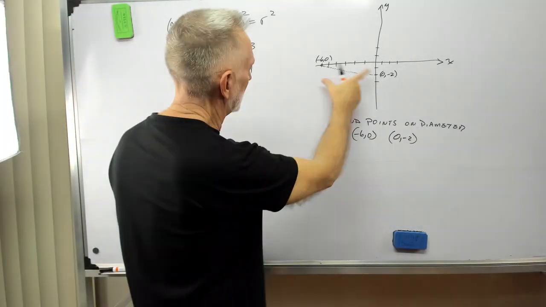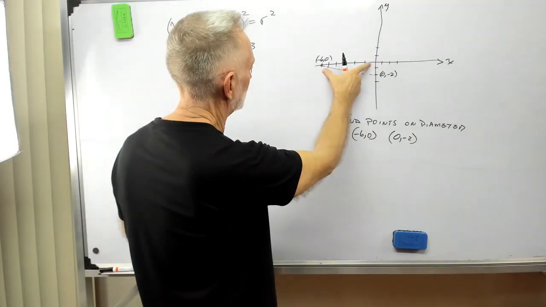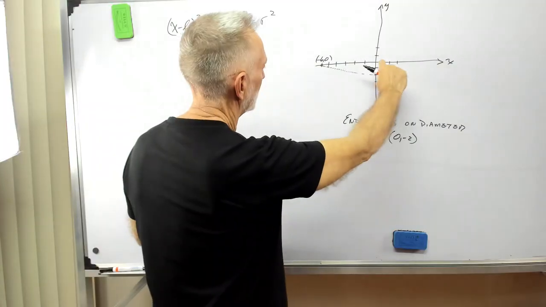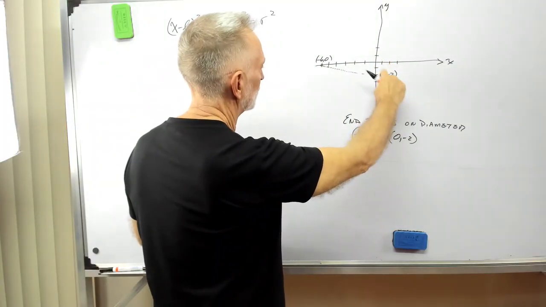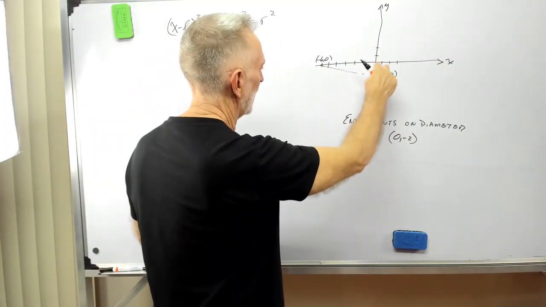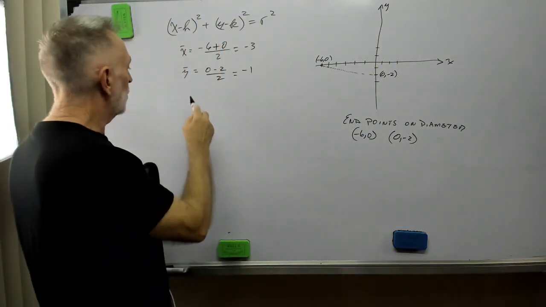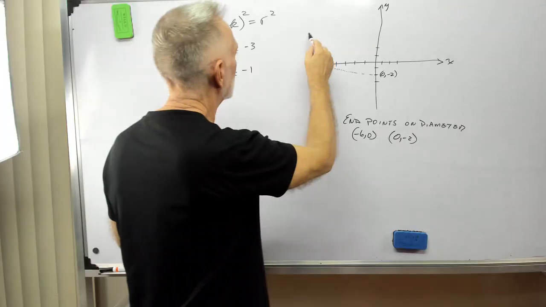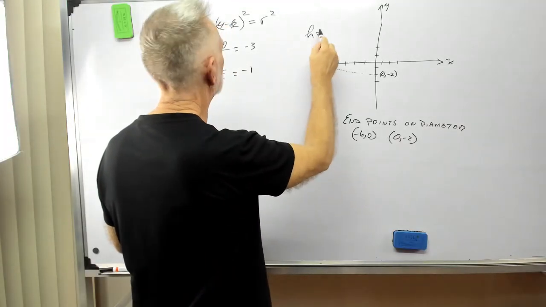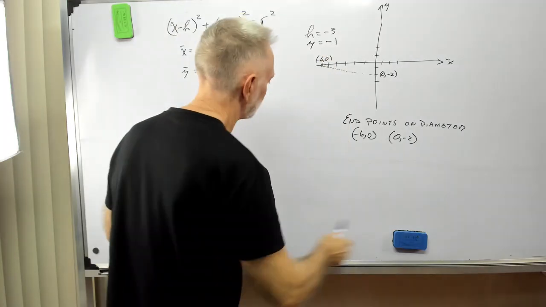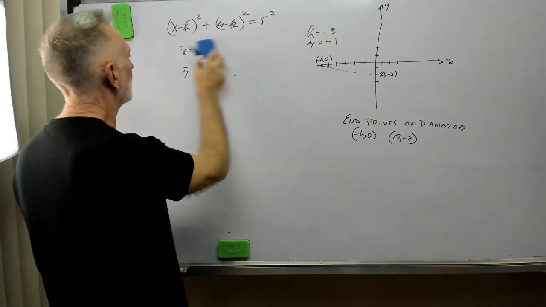And that makes sense. We're along the axis 6 units here, half of that is 3, so -3. I'm here down 2 units just on the axis, so half of that is -1. So h and k then, h is -3, k is -1. Okay?